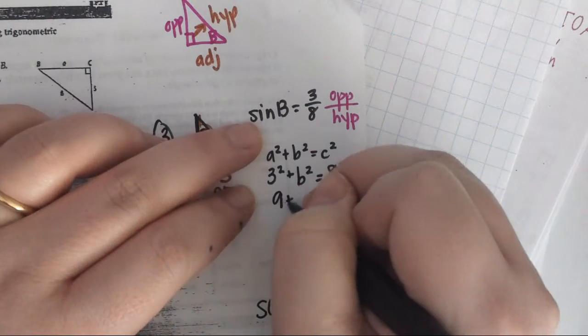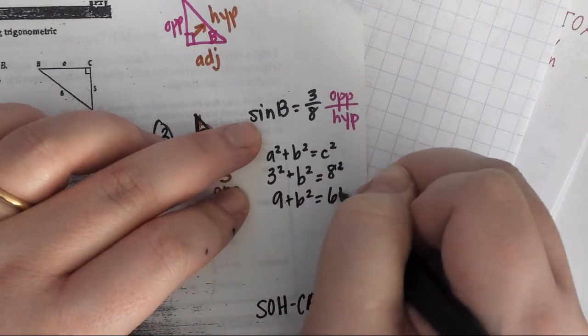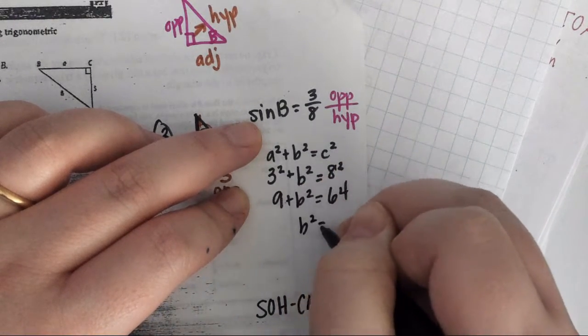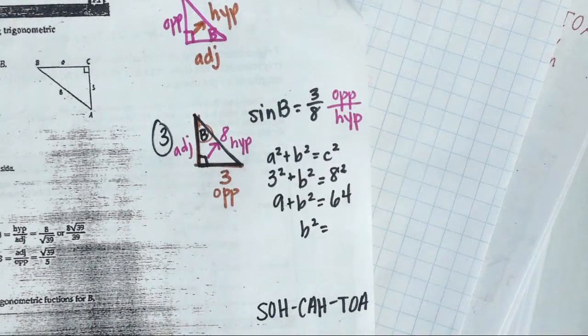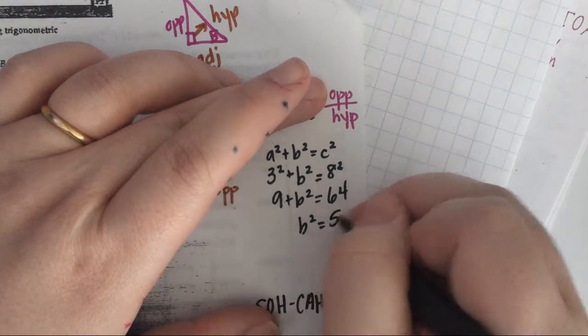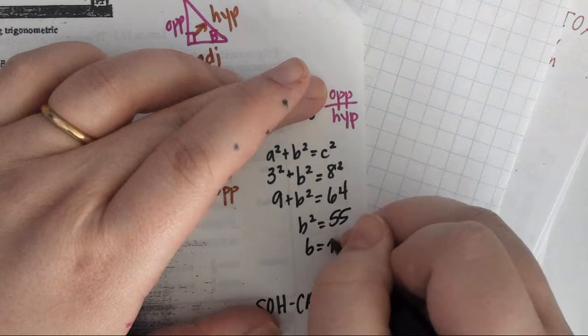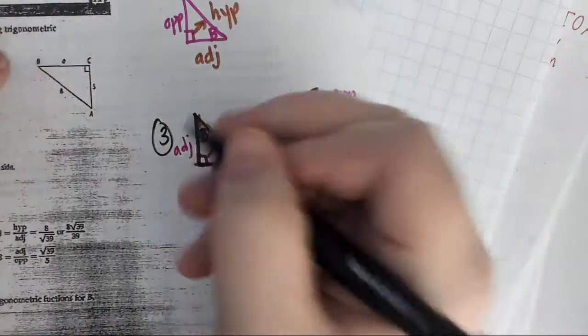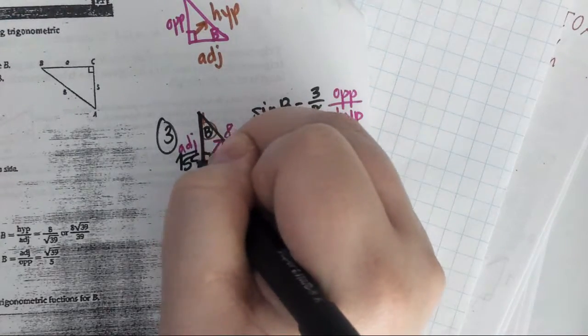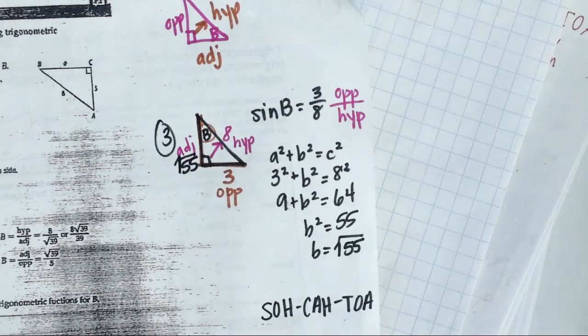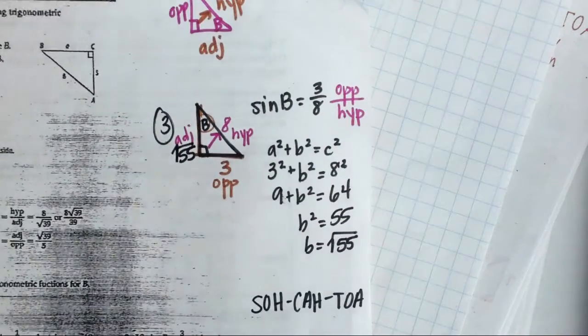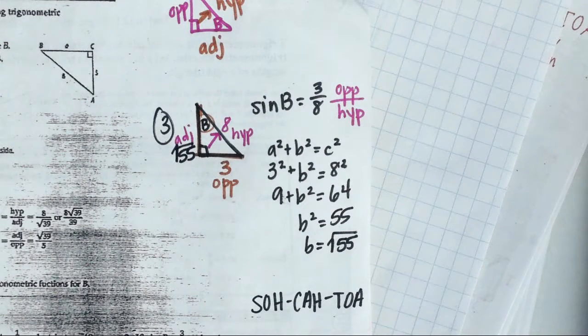So I've got 9 plus B squared equals 64. So B squared equals 64 minus 9, which is 55. So B equals the square root of 55. Now, I get that's annoying, and that's somewhere between 7 and 8. But that's fine. That's what we need. It doesn't matter that we got a weird square root. That's fine. Okay, but we're not done.